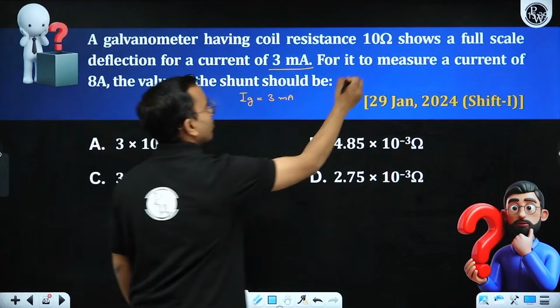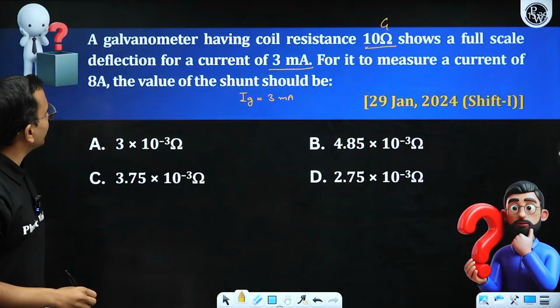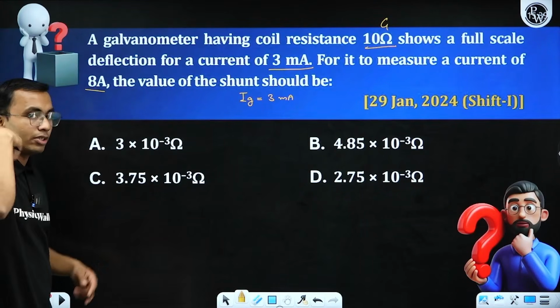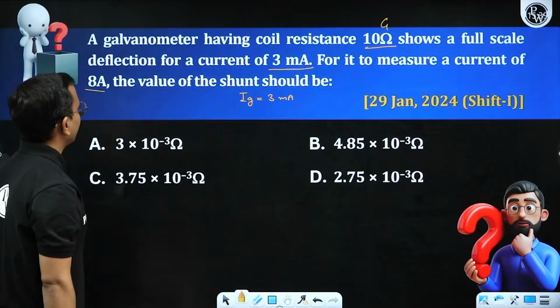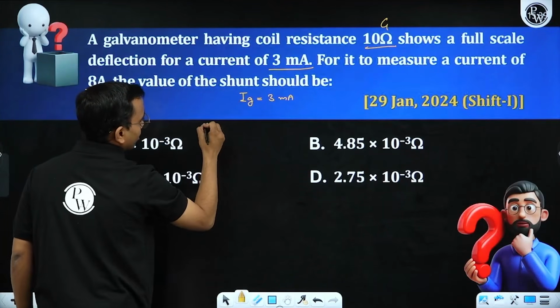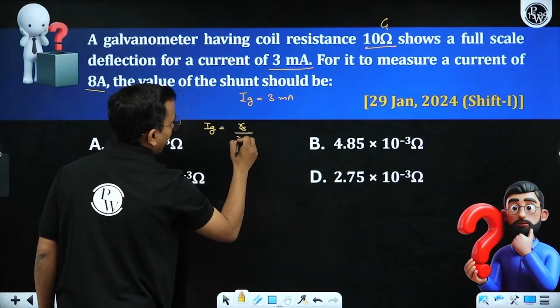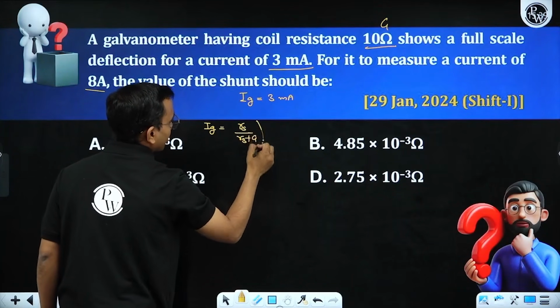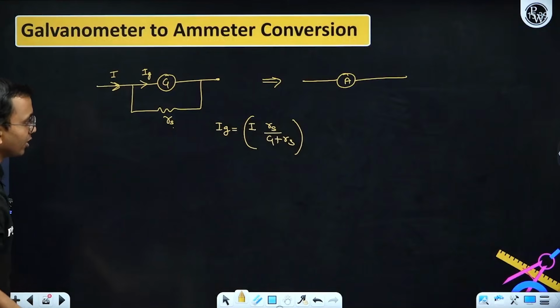This is my galvanometer resistance, this is my G. For it to measure a current of 8 ampere, now we are converting it to an ammeter whose range is up to 8 ampere. The value of shunt resistance is, so I can say Ig is equal to R shunt divided by R shunt plus galvanometer resistance, into my I current. This equation I am using.